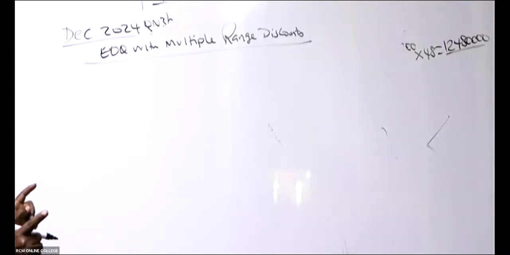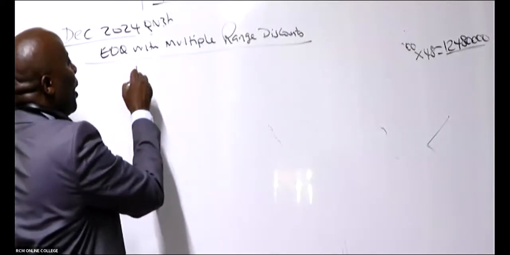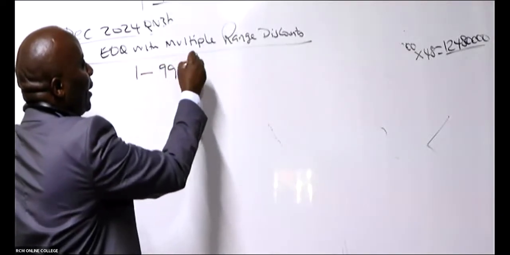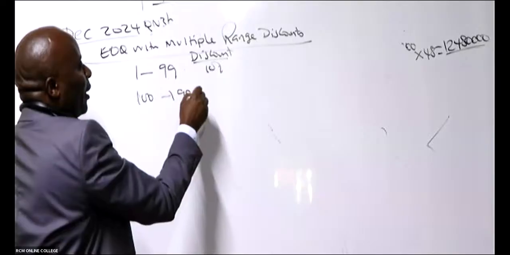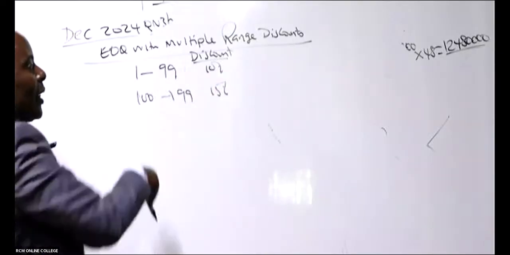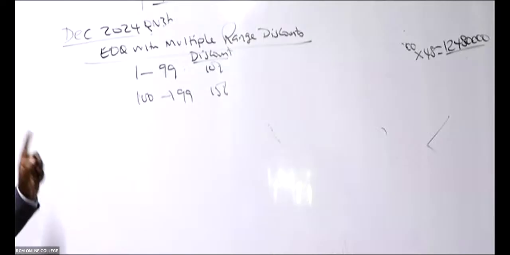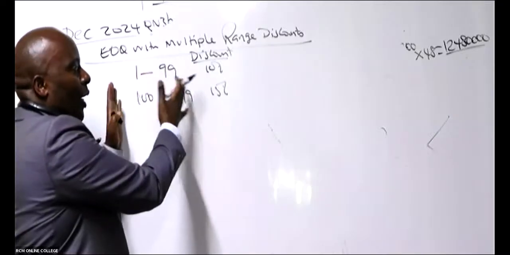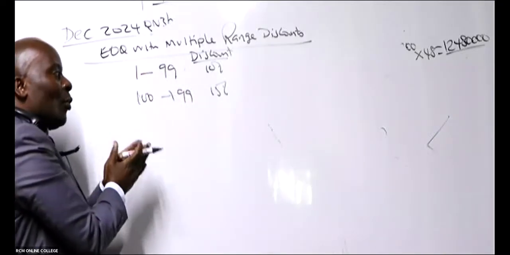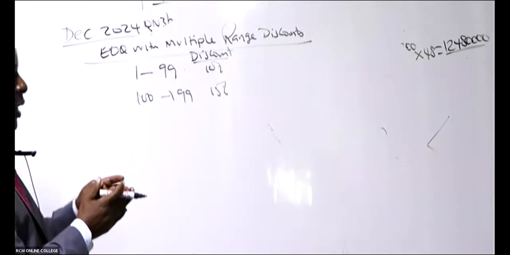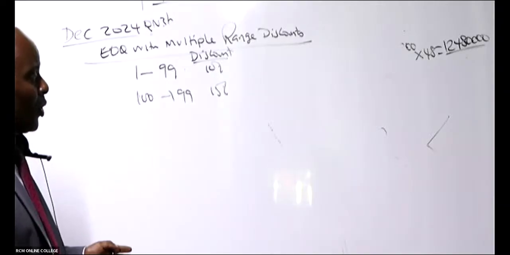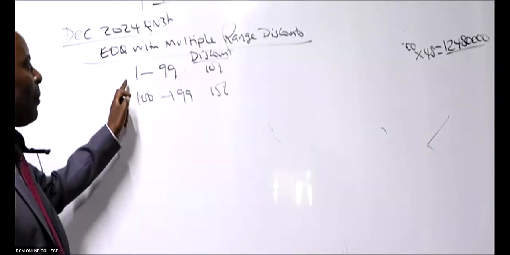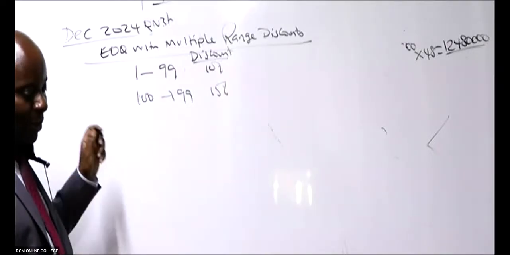Now, you see, we'll go to a question. You'll get a question where you are told that if you procure 1 to 99 units, you get a discount of, say, 10%. If you do 100 to 199, you get a discount of 15%. And these classes are many. So in that case, you are dealing with a question of EOQ with multiple range discounts. I know in the previous class, I did one question where if you procure 15 units, you get 10%. If you procure 20 units or 200 units, you get this percentage. That is right, but it's not coming in the form of a range.